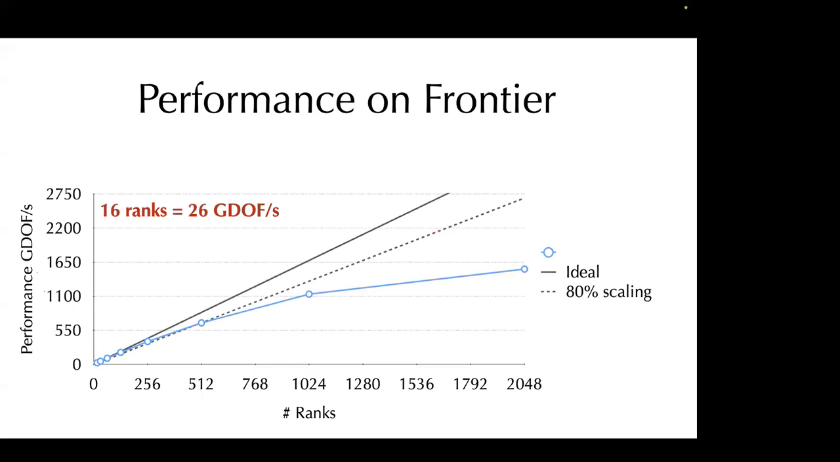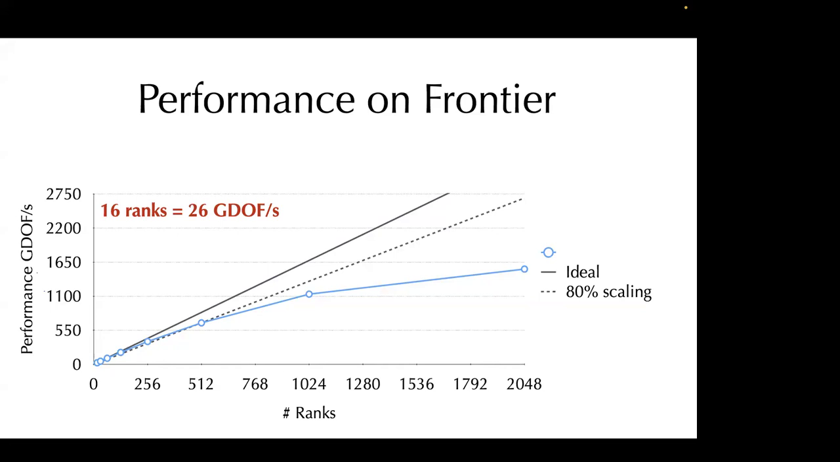So on Frontier, we're going to start on 16 ranks, which for bizarre reasons corresponds to 8 GPUs because there are 2 dies on each GPU that come up as their own rank. And our baseline performance on 16 ranks is about 26 gigadofs per second. And then we're going to strong scale this problem out. And that strong scaling is shown by the blue line.